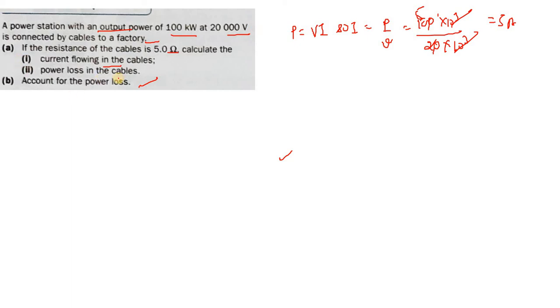Now what is the power loss? Power loss, just now we have discussed that P is equal to VI. So power loss will be P output equals V into I, so I will be P output divided by V. So what is P output you have? It is 100 kilowatt divided by the voltage.